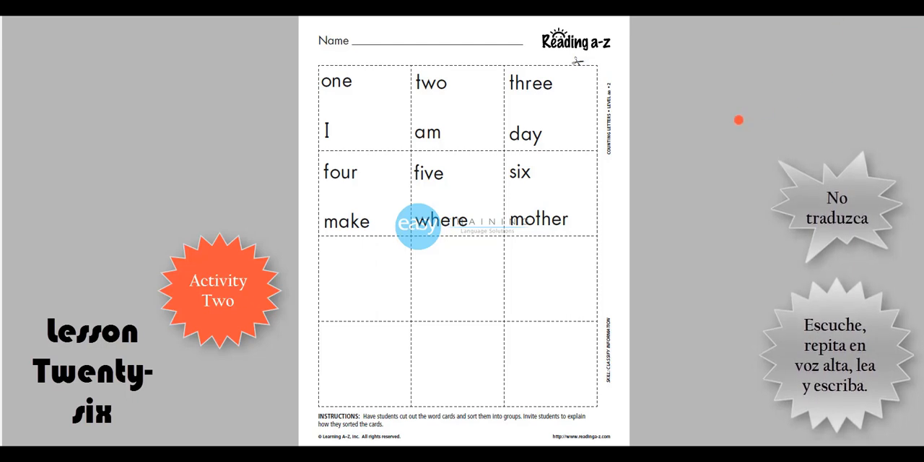¿Y qué podemos decir o escribir acerca de cada uno de estos? I, in quotation marks, has 1 letter. I has 1 letter. Am has 2 letters. 1, 2. Escribo. Am has two letters.